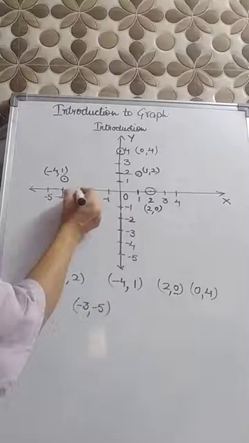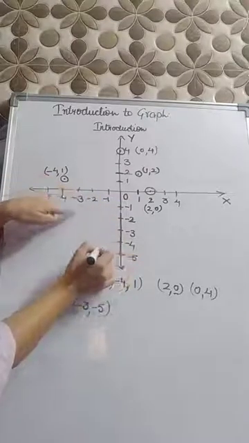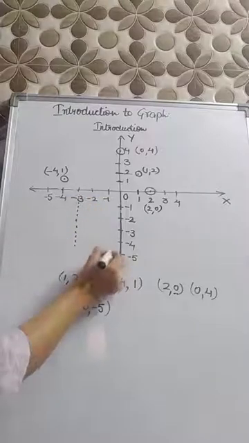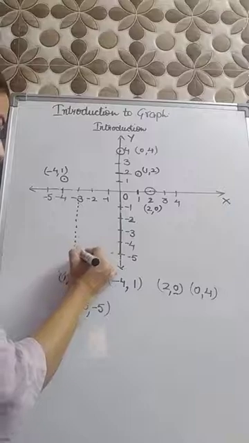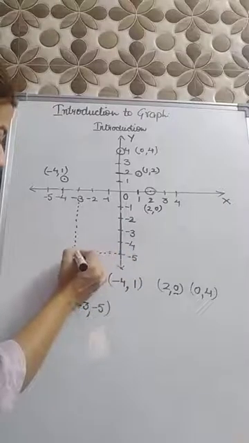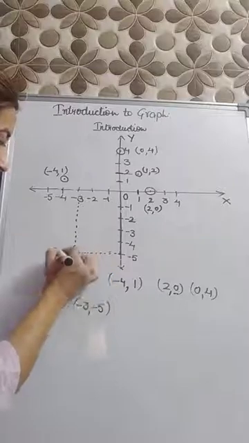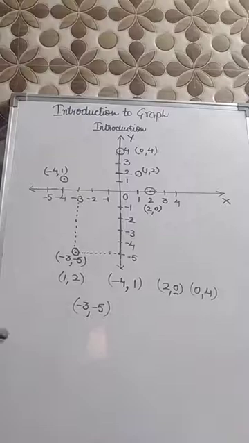Now next is minus 3 comma minus 5. X is minus 3 and y is minus 5. So both the lines will intersect here. If you want to put the dotted line here, you can. Otherwise it's not necessary, but for understanding, if you want to put it, you can. So this is the point. This will represent your minus 3 comma minus 5. In this manner, you will plot the points.